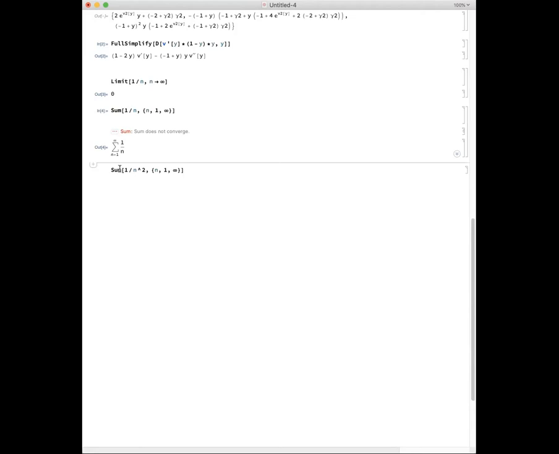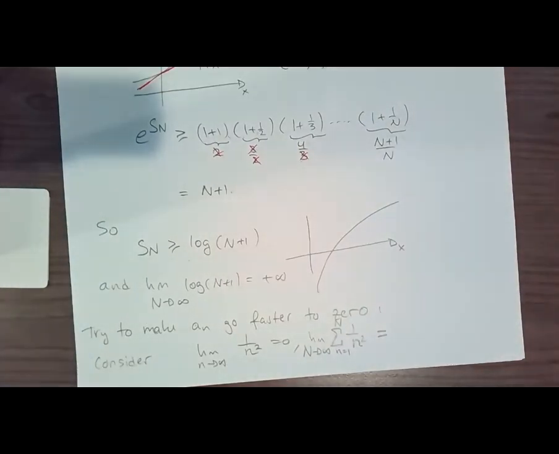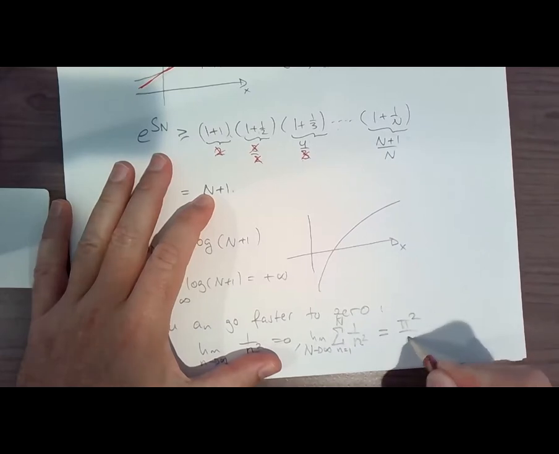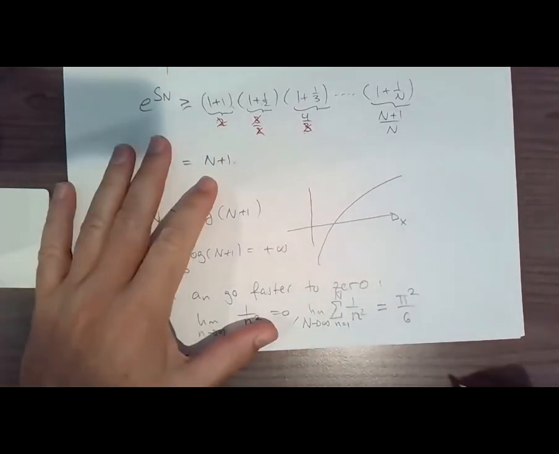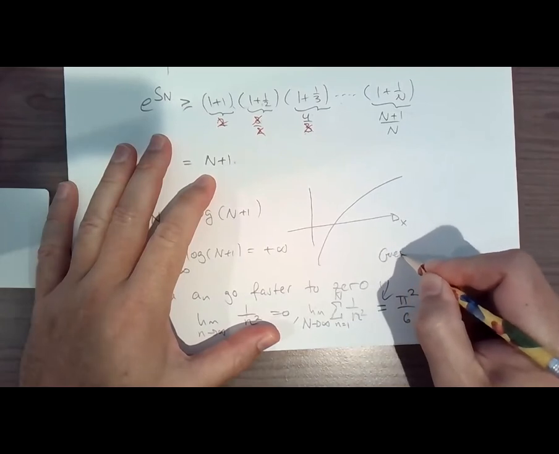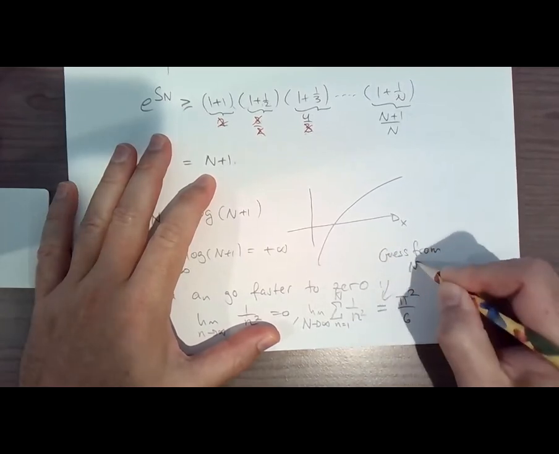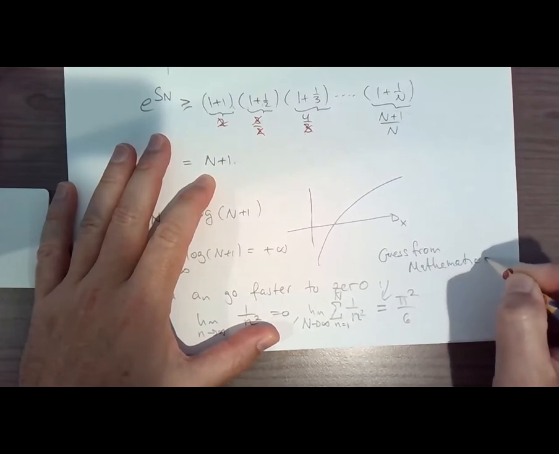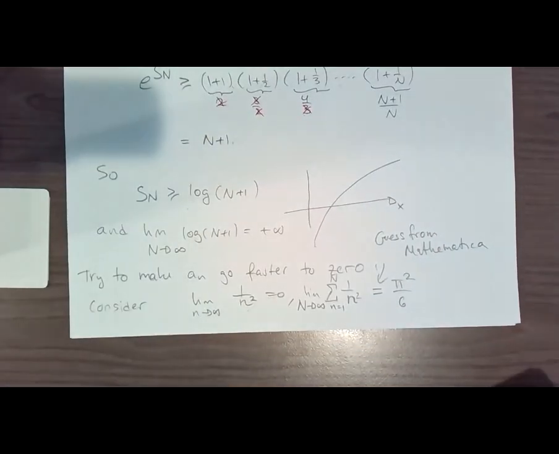But what happens if we square it? It's going to go faster now. This was a great suggestion. Let's try to do that. If I hit enter here, I'm going to get my guess. And the answer that comes out is pi squared divided by 6. Okay, pi squared divided by 6. So you see, it's not so easy to guess these things on your own. This here is a guess from Mathematica. So how would one prove that?